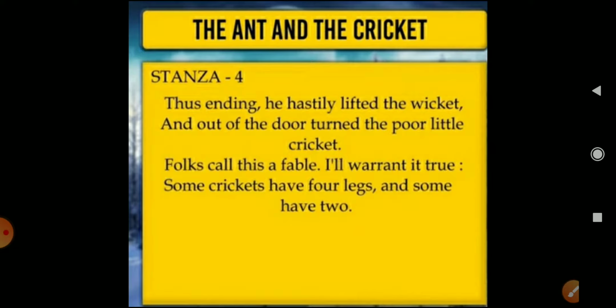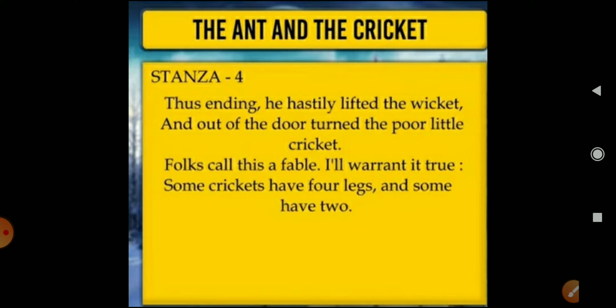Saying this, the ant hastily lifted the wicket, quickly ended the conversation, and pushed the poor cricket out of the door. The ant shooed him off. And in this way, in the last two lines, the folk calls this fable true, I will warrant it true. So the poet says that this is a folk story, a fable, and people calling the story of the ant and the cricket true.